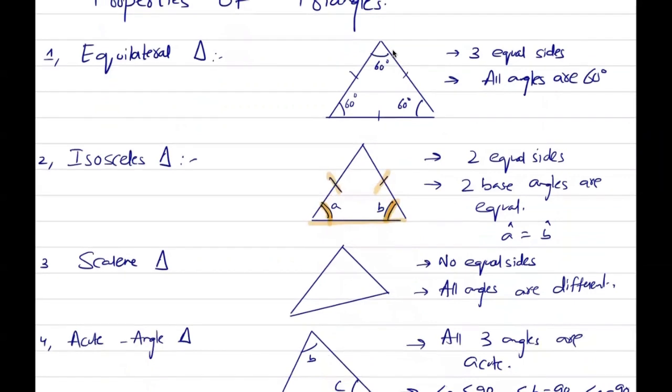Then we have the scalene triangle. A scalene triangle doesn't have any side equal to the other side. All the sides are different and all the angles are different.